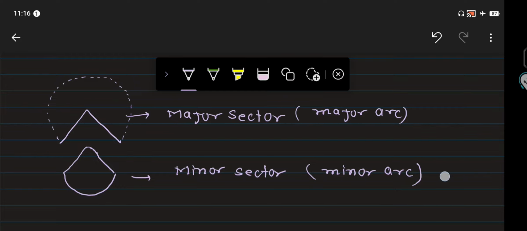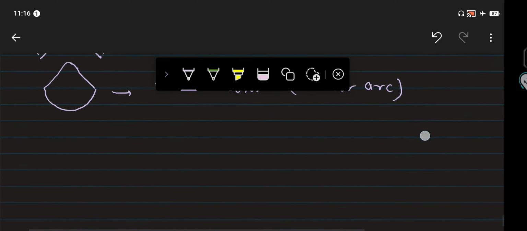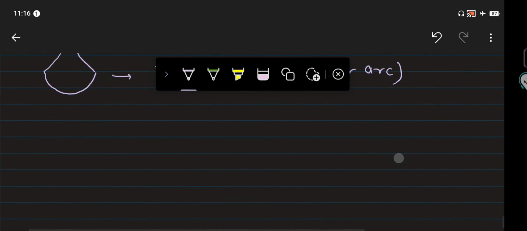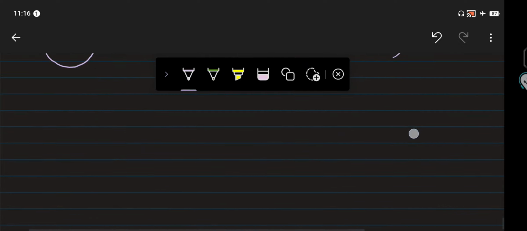So we have almost completed every term, and this term is required to find the area of a sector. That is why we discussed it. Now we will learn how to calculate the area of a sector.